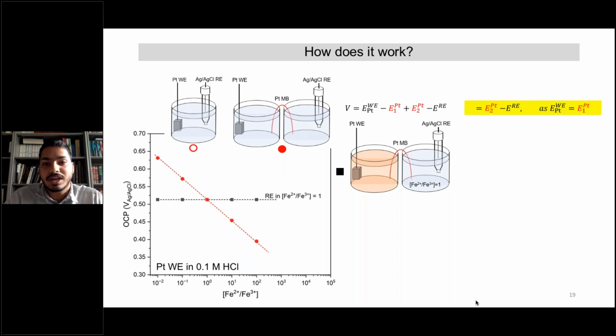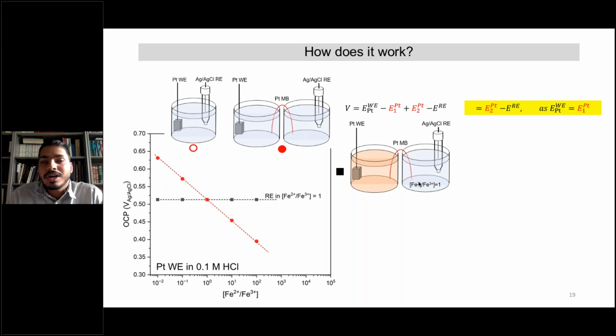So let's see our equation here. Because we are using platinum for your working electrode as well as the metal bridge, the first terms cancel each other, and what you are getting is basically the potential difference between the metal bridge in the reference electrode beaker, with respect to your reference electrode, right? And that's why whatever electrolyte you're changing in your working electrode beaker, all the time what you're measuring is the same value.